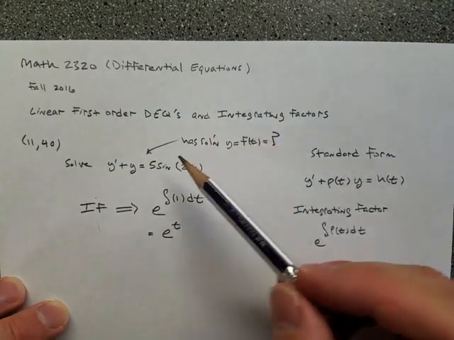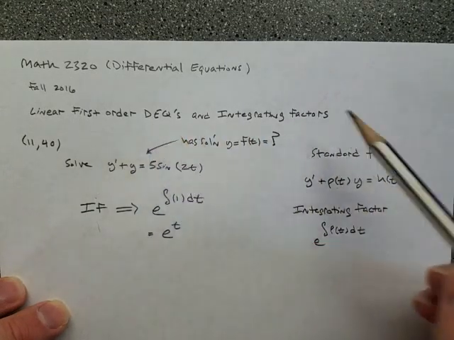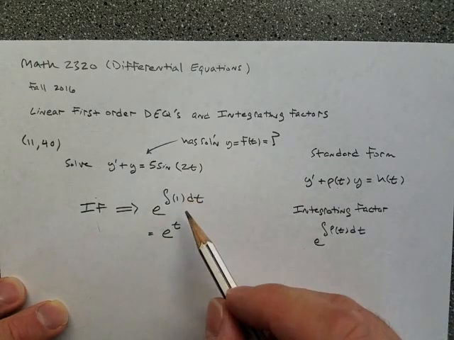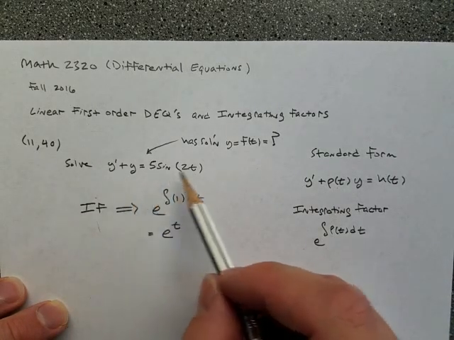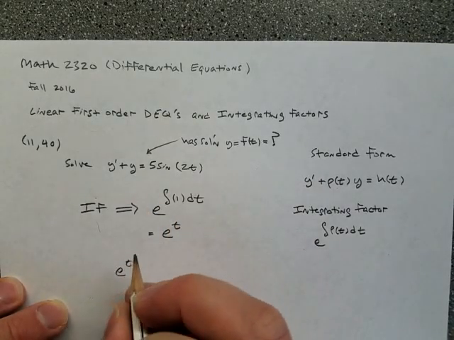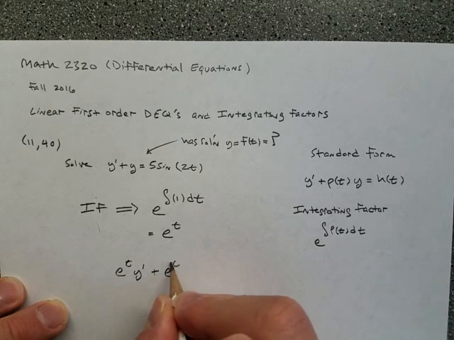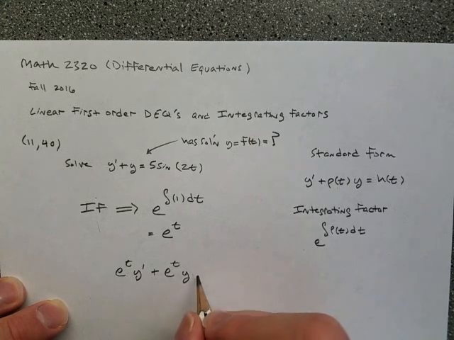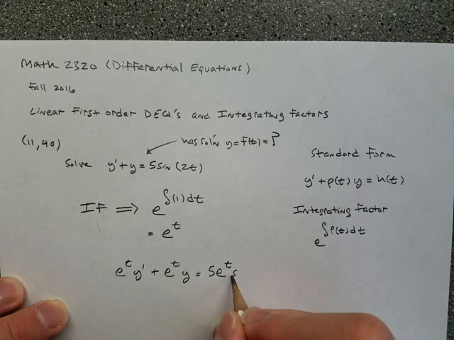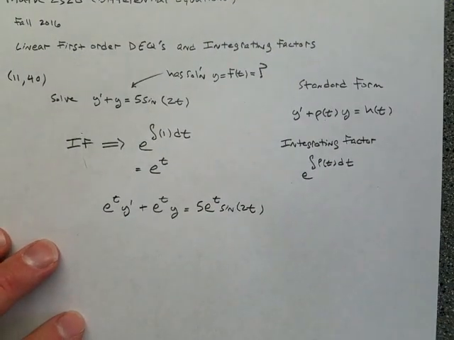Okay, so we recognize what kind of equation it is. It's linear first order. And we found the integrating factor. So what do you do with it? Once you find the integrating factor, multiply everything on both sides of the equation by the integrating factor. We'll get e to the t y prime plus e to the t y, and that will be 5 e to the t sine 2t. So now we're looking at that.